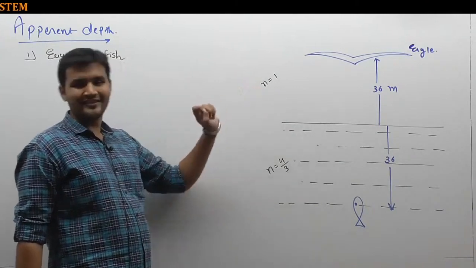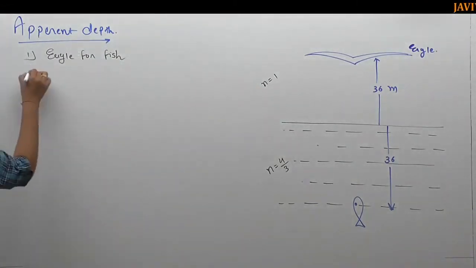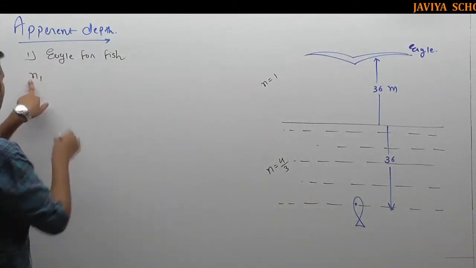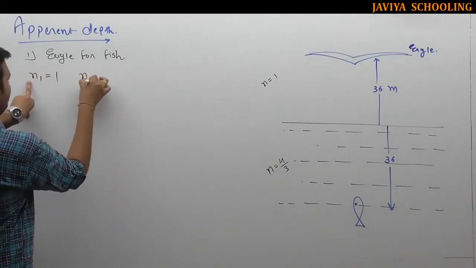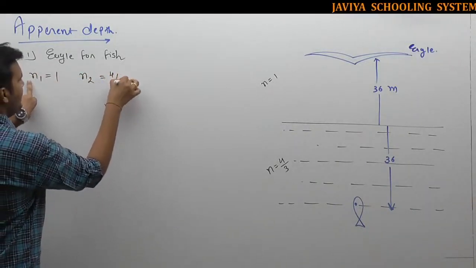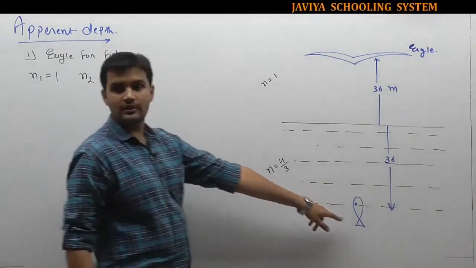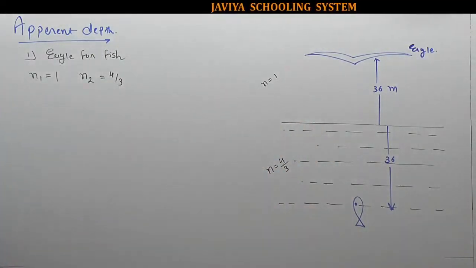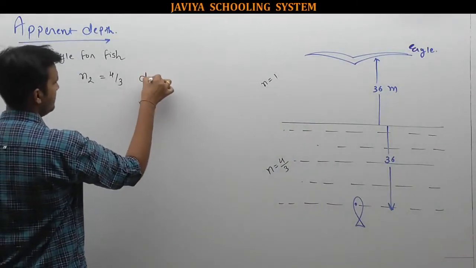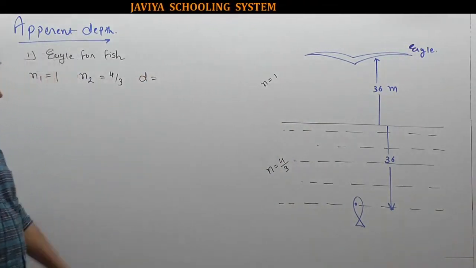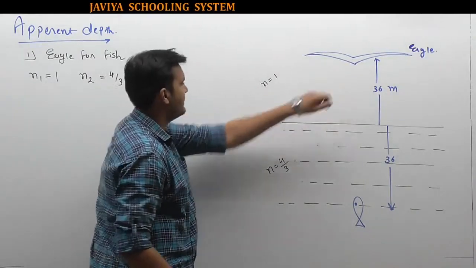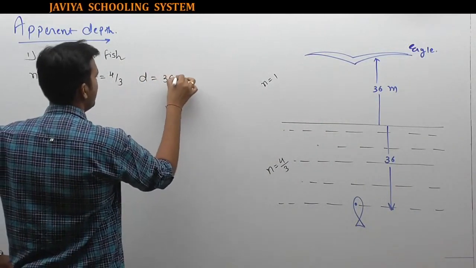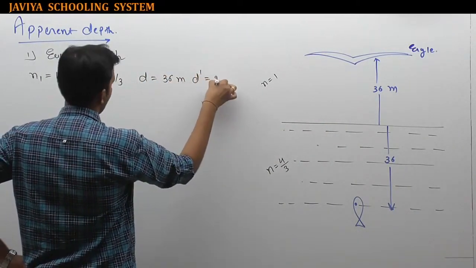That is n1. Any problem? From where your rays are coming, that is your n1. In which your rays are going, that is n2, because the observer is a fish. Right? Okay. So what is the depth? We measure it from the surface, 36 meter, the original one. And what is d dash that we are supposed to find?